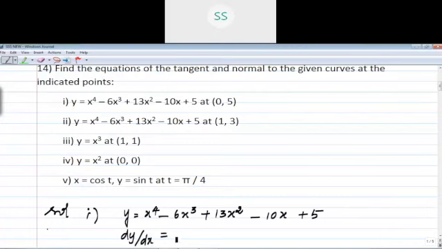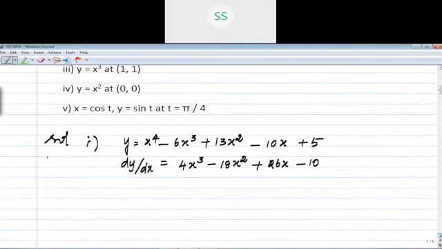First, x power 4, how will it come? Very good, 4x cube. Next, minus 18x square. Next, plus 26x minus 10. I hope you people understood, right? Now I'm going to substitute the point. The point is given as 0 comma 5. That I'm going to substitute.